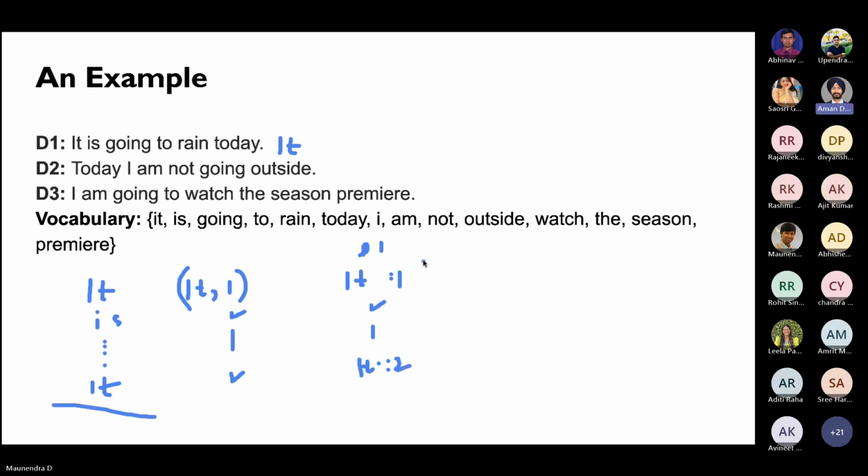The last line, sir, the first term is the word and then the document frequency, right? Yes, the vocabulary with the document frequency.